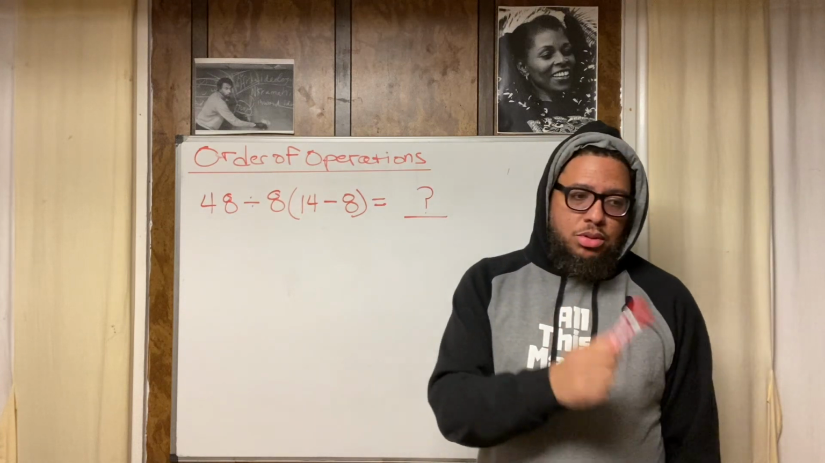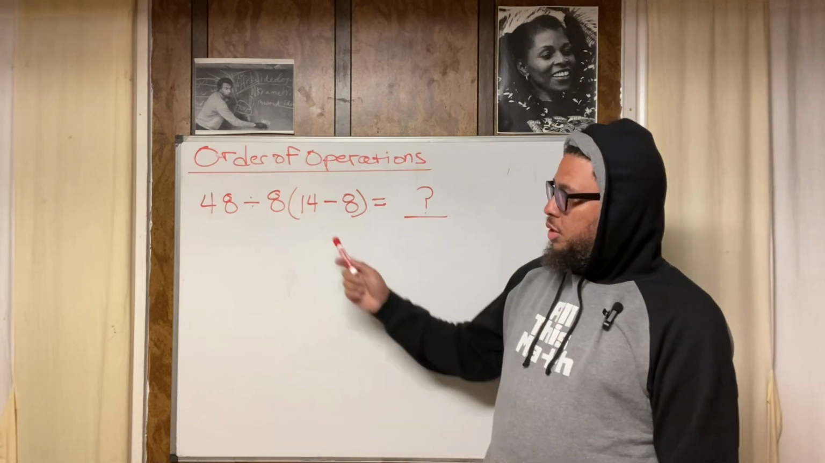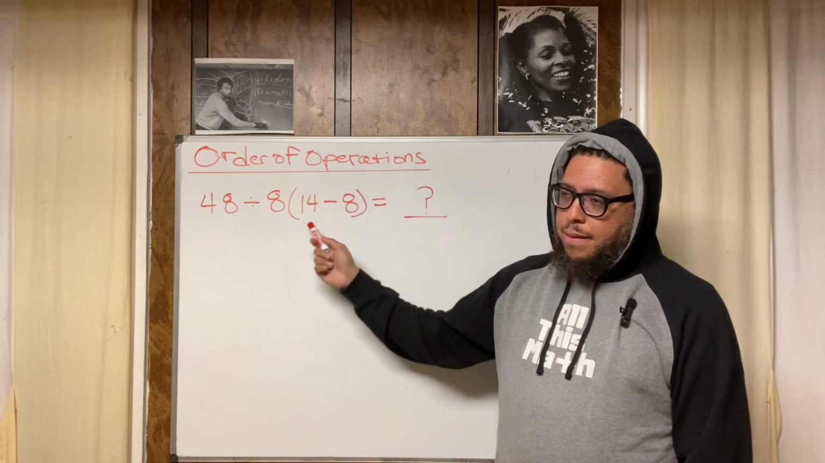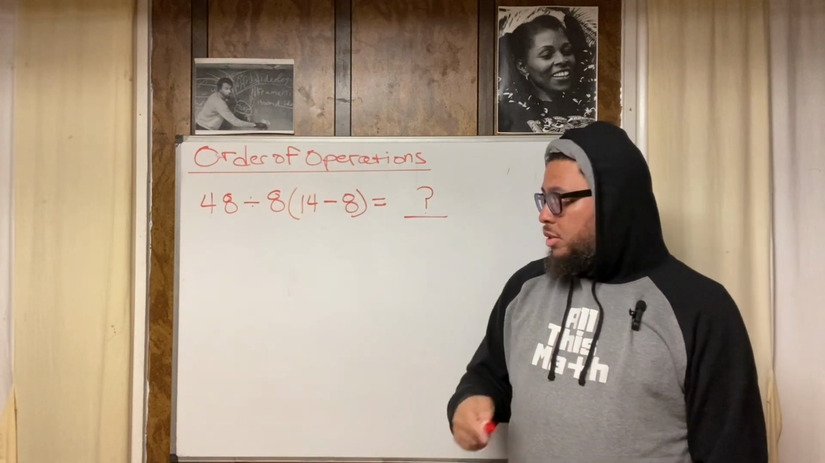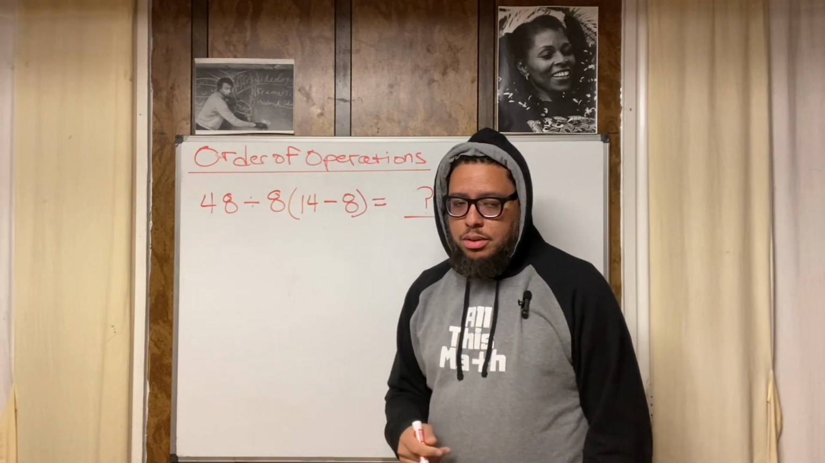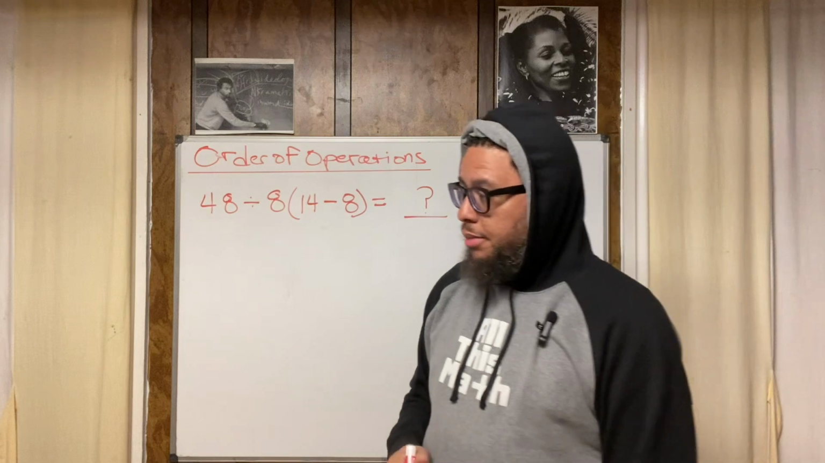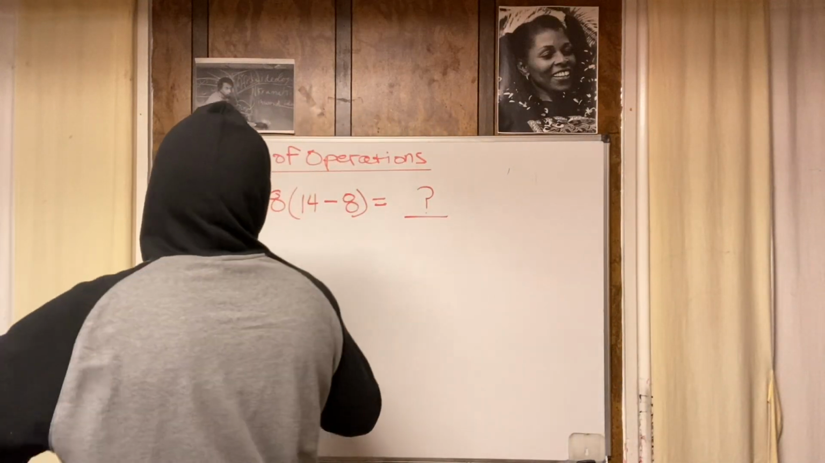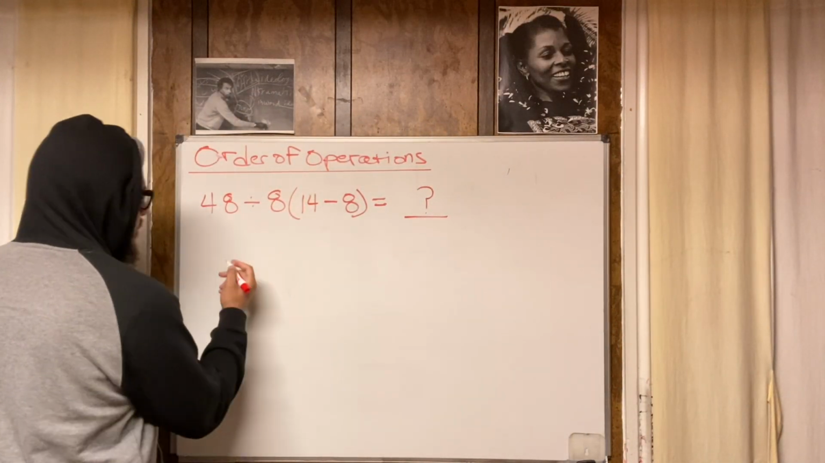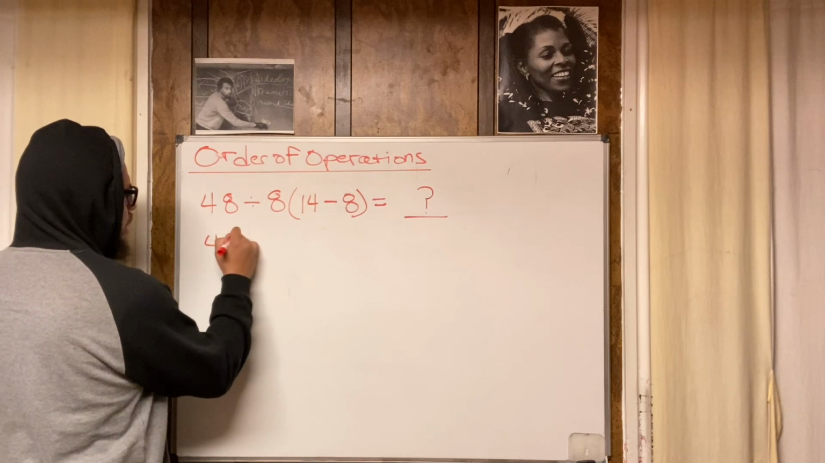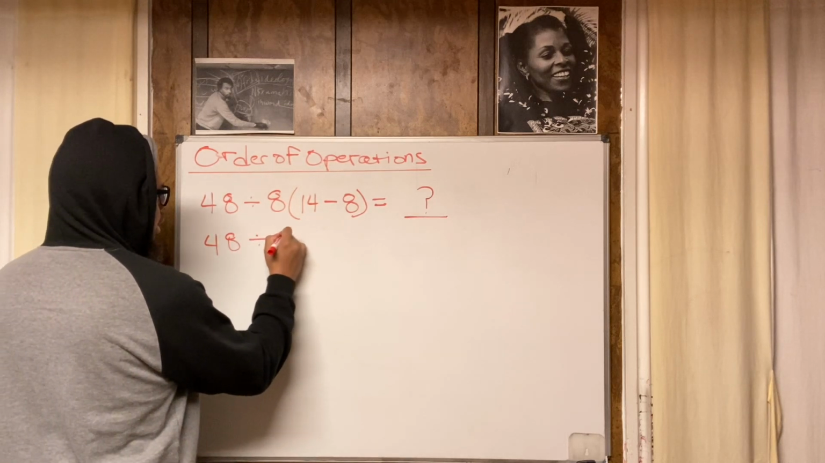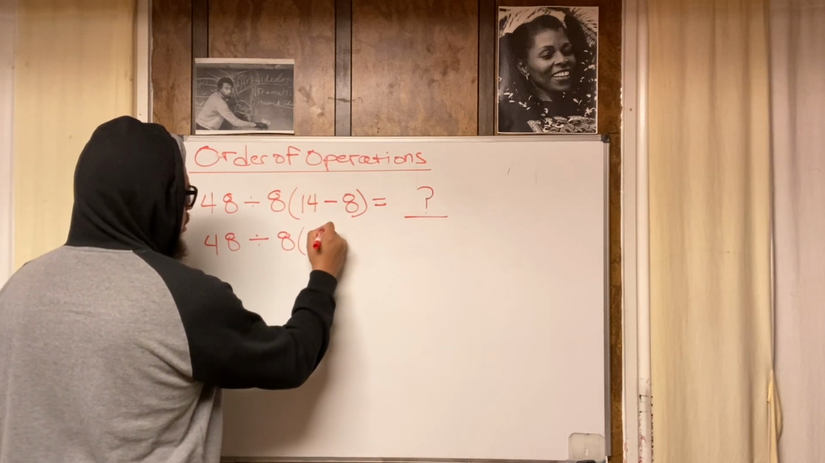So, do what's in the grouping symbols first. What do you see inside the grouping symbol? 14 minus 8. Tell me what the difference of 14 and 8 is. 6. Okay, that's going to be our first step. So now, our next step is going to look like this. 48 divided by 8 times 6.